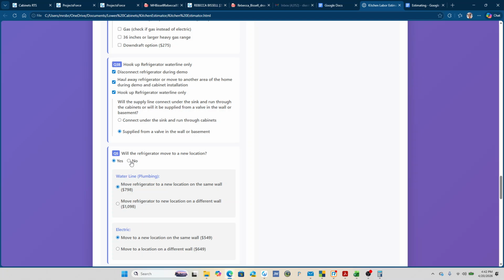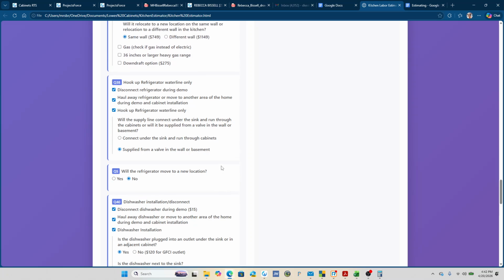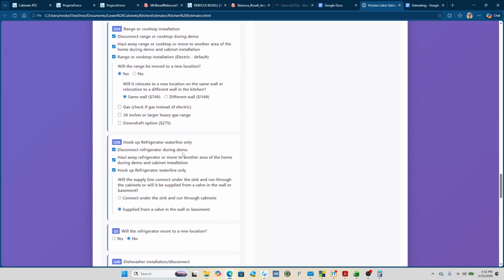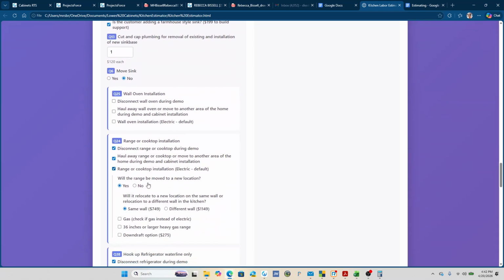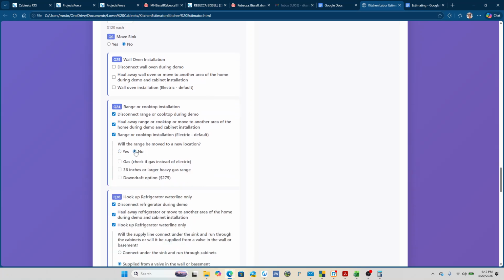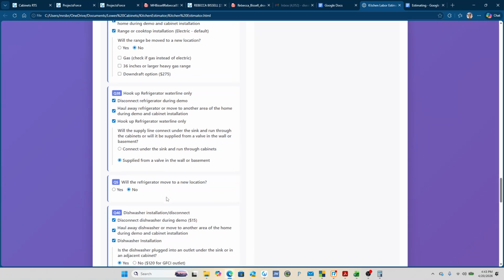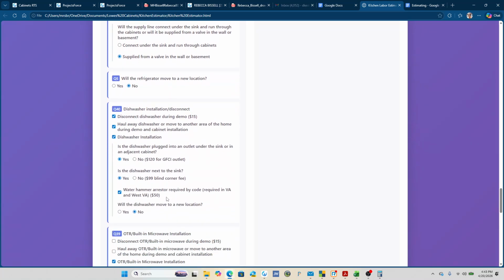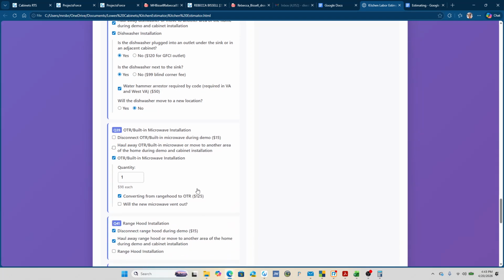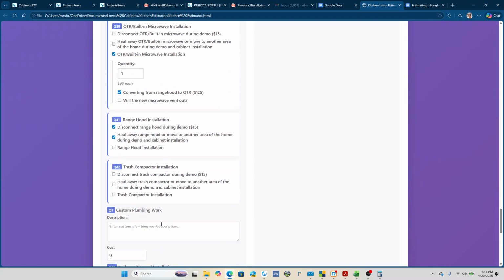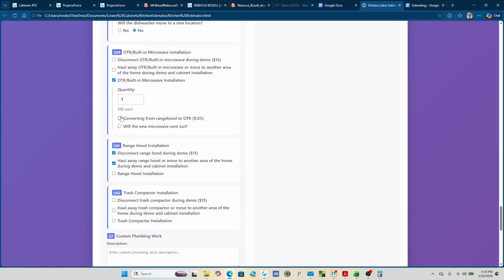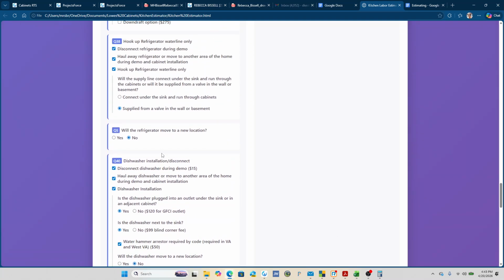We can say no, the refrigerator is not moving to a new location because their plumber and electrician will take care of all that. So we don't need to worry about all this stuff that's moving. Range, we're going to change this to no. Dishwasher, no. Okay, so we're not going to move anything to a new location. We can even take this conversion off. On the microwave, we can take that off because their electrician will do that work.